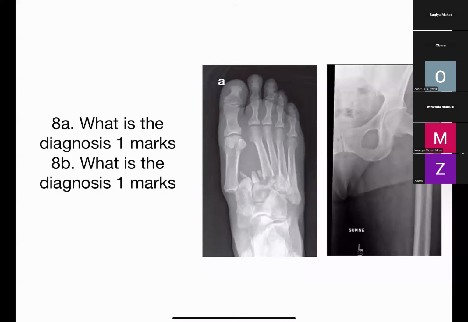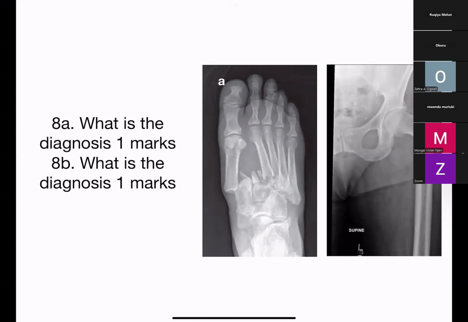All right. So this is a Lisfranc injury. A Lisfranc injury can be subtle, but sometimes it can be this obvious. You can see that this is completely gone. Look at that. That's the first tarsal-metatarsal joint. That's the second. All of it is gone. So the whole of the Lisfranc joint is completely gone. So this is a Lisfranc injury.